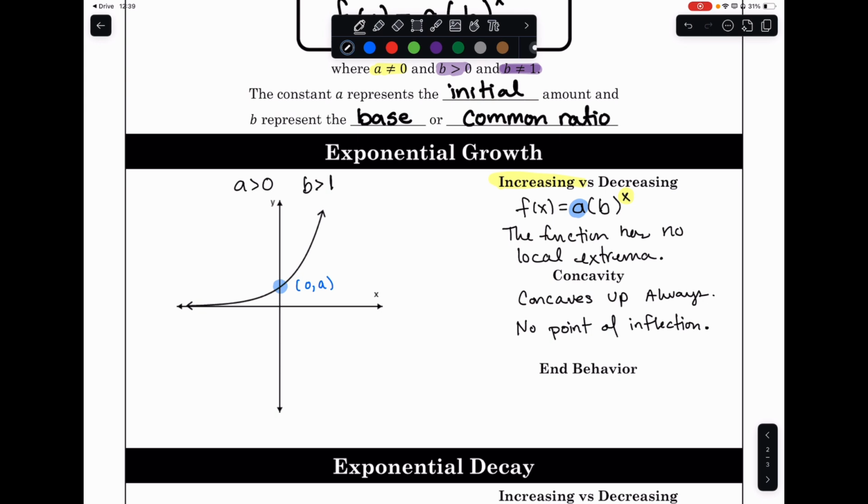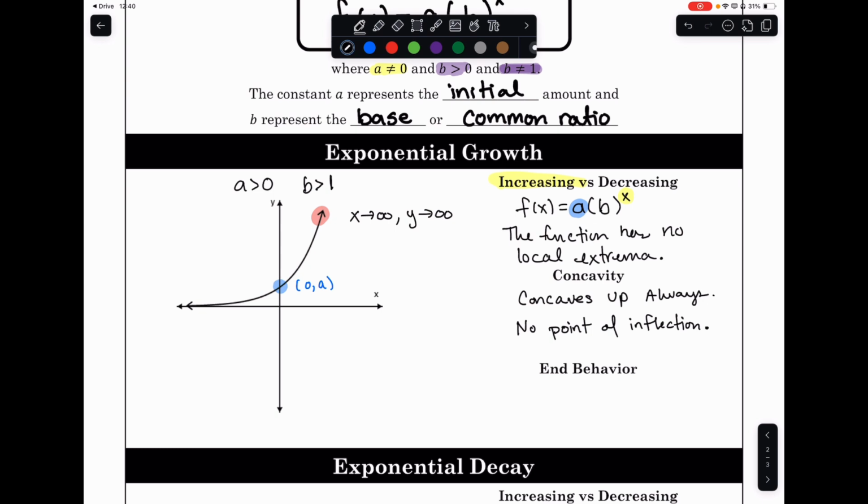Now, let's look at the end behaviors. In these exponential growth functions, let's look at the right end. Since the right end is pointing up, as x is approaching positive infinity, your y values are unbounded and they're going upwards, all the way to positive infinity.